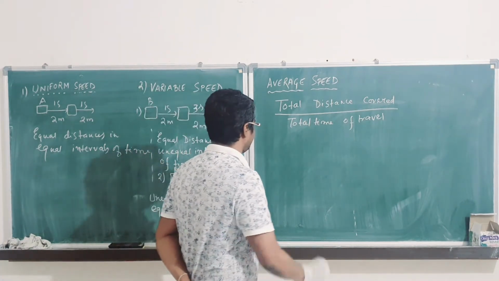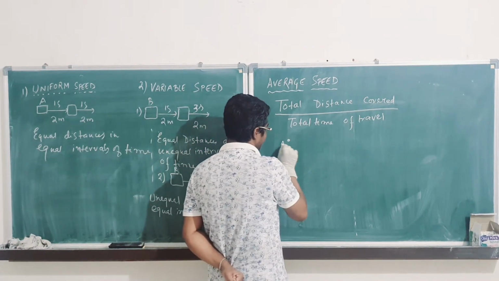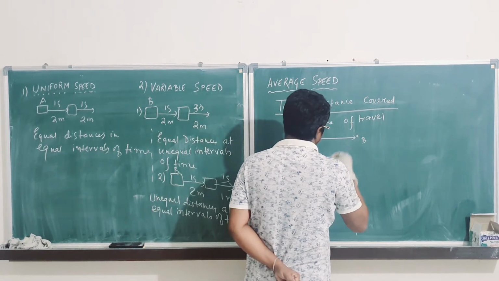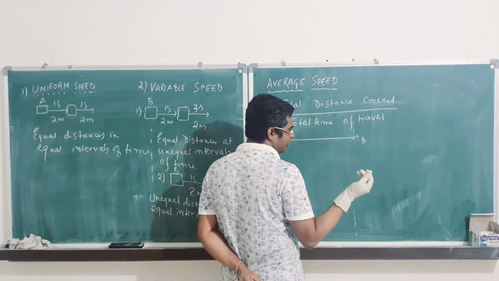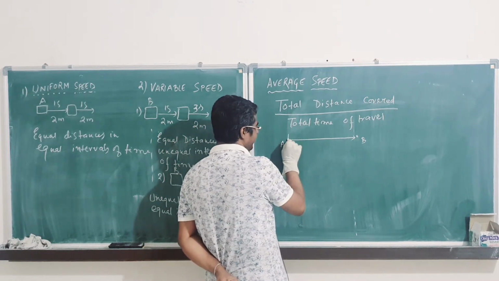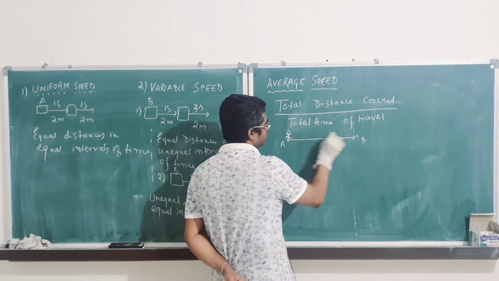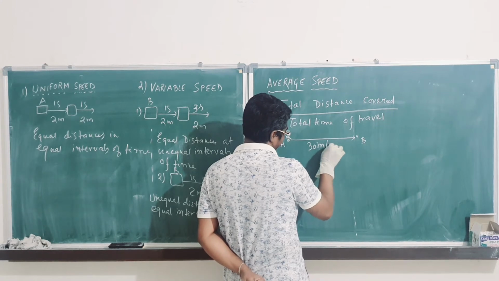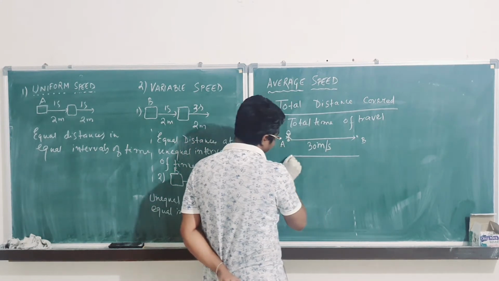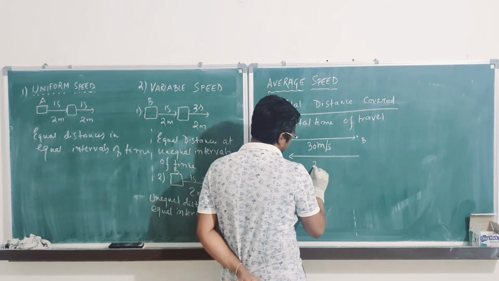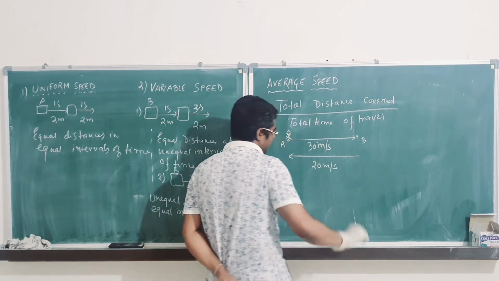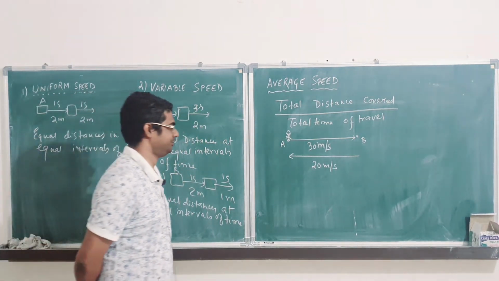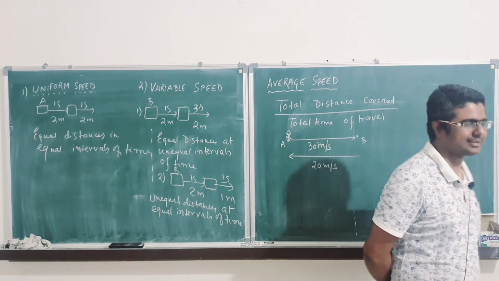We'll try to calculate one average speed. Let's take this point A and let's take this point B. So if you see this distance, we don't know, it has not been said. So first from point A I go to point B at 30 meter per second. Then from point B I come again to point A at 20 meter per second. Now it is asked what is the average speed. So what will be the average speed in this case?